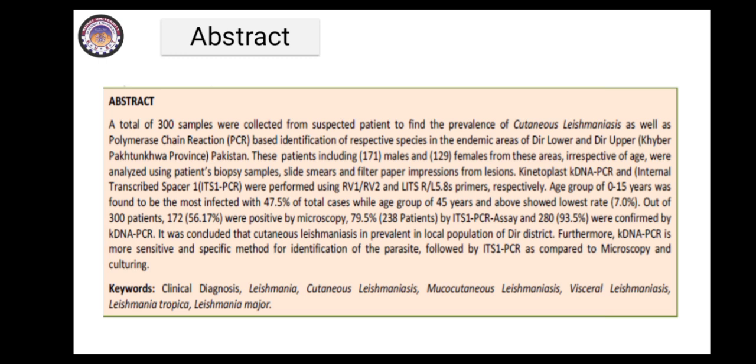The age group of 0 to 15 years was found to be most infected with 47.5% of total cases, while the age group of 45 years and above showed the lowest rate. Out of 300 patients, 172 were positive by microscope, 79.5% by ITS1 PCR assay, and 280 were positive by KDNA PCR. It was concluded that cutaneous leishmaniasis is prevalent in the local population of Dir District. Furthermore, KDNA PCR was a more sensitive and specific method for identification of parasites, followed by ITS1 PCR, compared to microscopy and culturing.